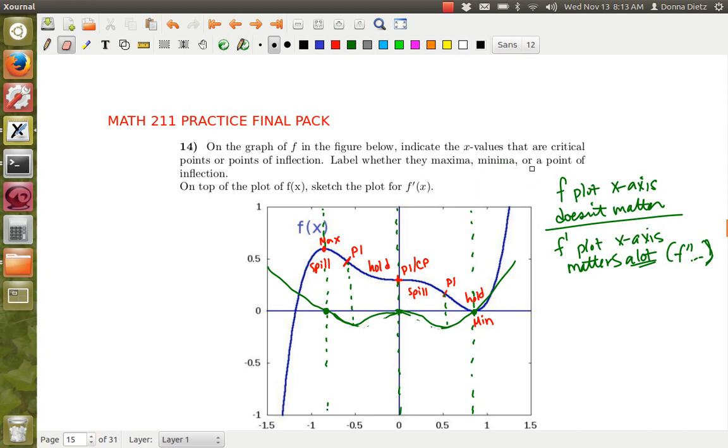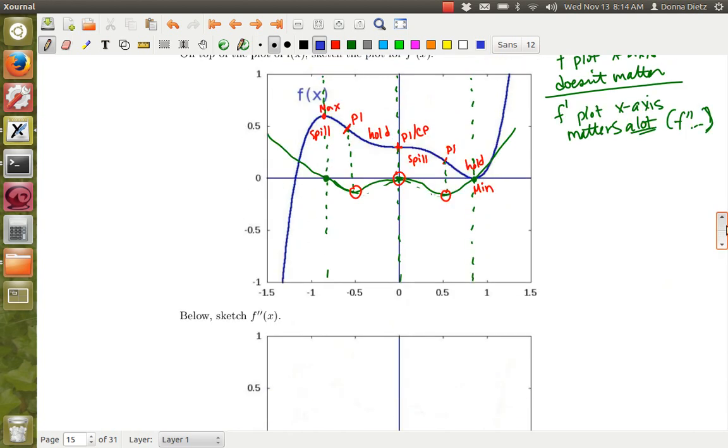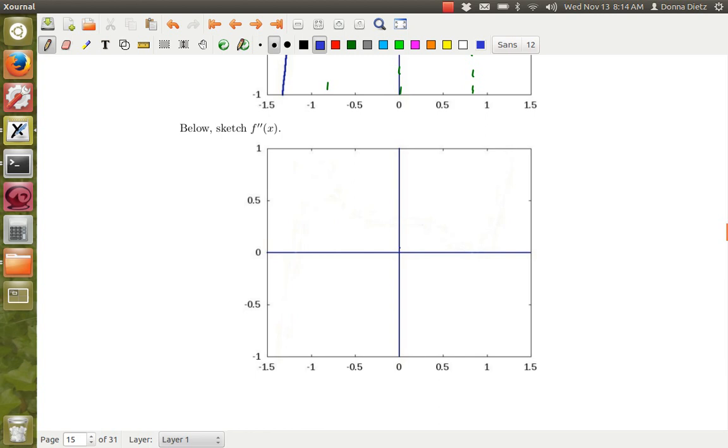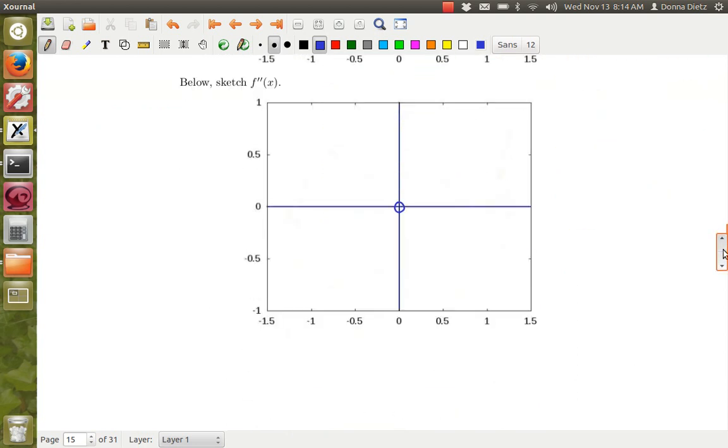Right, now the next question says, down below, plot f double prime. So what you want to do is keep track now of where all the maxes and mins are for this guy. And those are going to become important in the next plot. So the 3 points I circled are, there's 2 mins and a max in f prime. So those should become zeros in f double prime. There should be a 0 there. And just around 0.5 maybe, we should have another one.